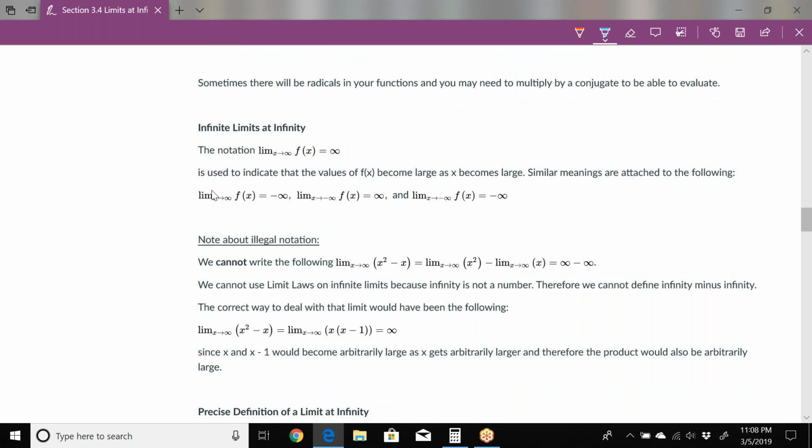We didn't define this before, but I wanted to define it now, and I'll briefly mention it again on our next class session: infinite limits at infinity. The notation, the limit as x approaches infinity of f of x equals infinity, is used to indicate that the values of f of x, as we go towards the farthest we can to the right and left, become very large as the x values become very large. And that could be applied in many different ways.